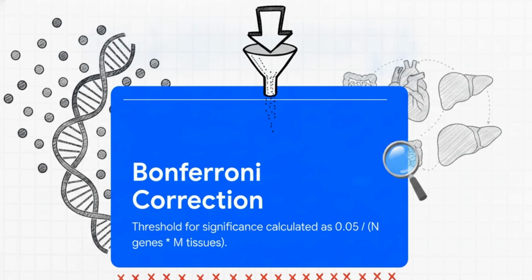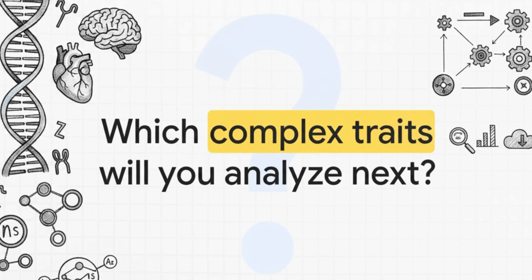Hold your horses, though. Before we start declaring a major biological breakthrough, we absolutely have to apply the Bonferroni correction. Think about it. We're testing thousands of genes simultaneously, so a standard p-value just isn't strict enough to rule out false positives. To get our new ultra-strict threshold, we divide 0.05 by the total number of genes multiplied by the number of tissues analyzed. For a result to be considered truly biologically meaningful, its p-value must cross this highly specific line.